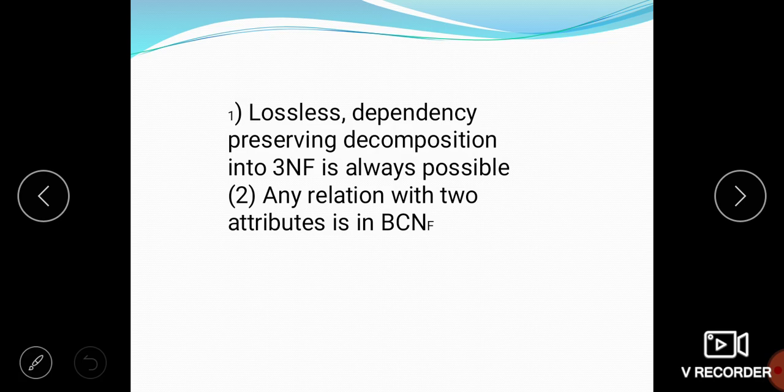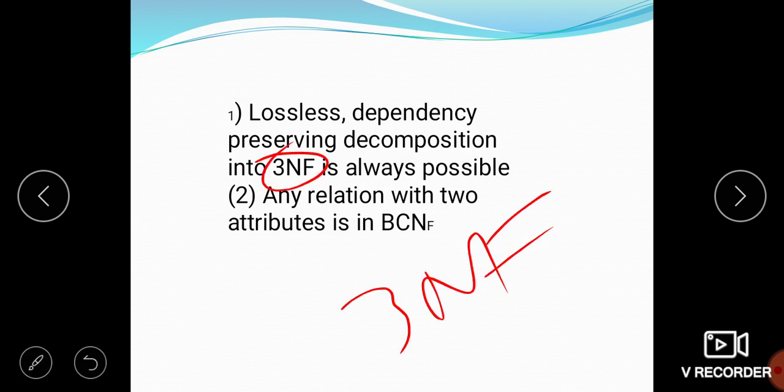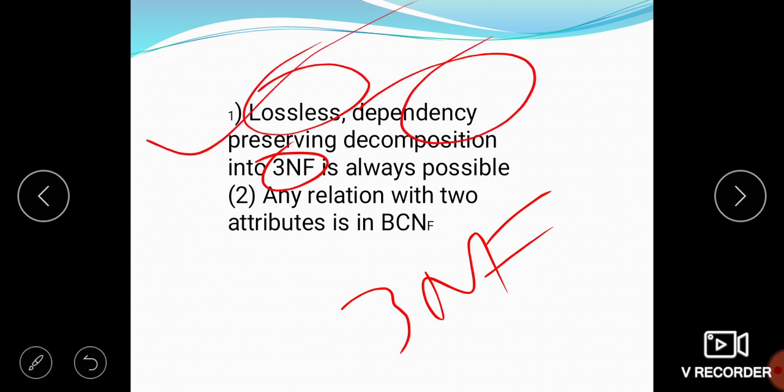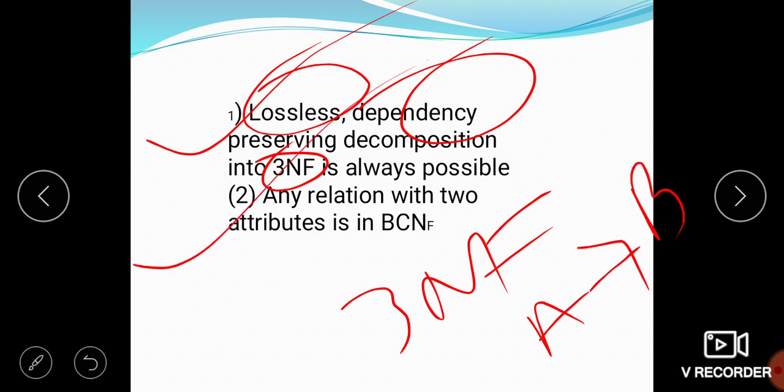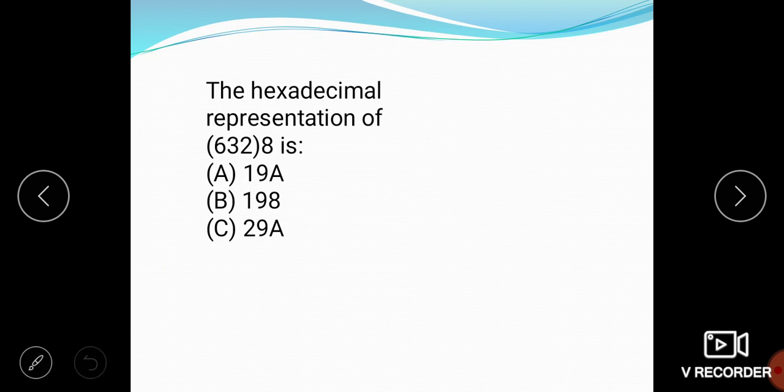Now identify the true statement. 3NF always provides lossless and dependency preserving decomposition, so option A is correct. And any two relation is in BCNF, so this is also correct. And BCNF does not provide the dependency guarantee. Okay, remember this thing.